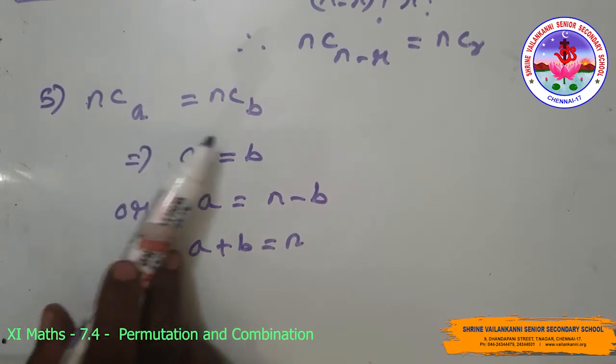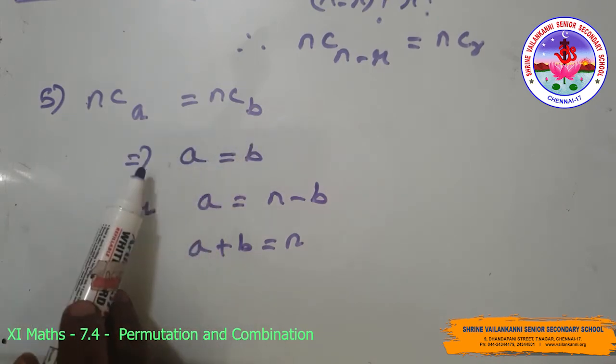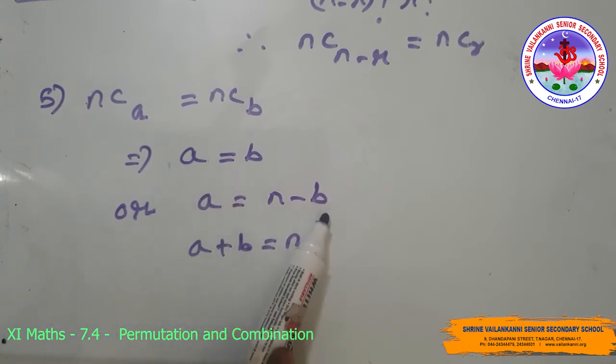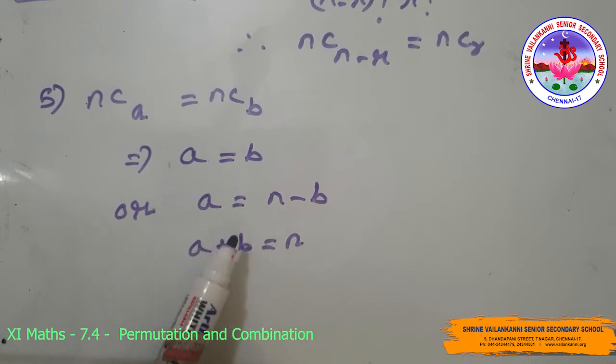Fifth one, NCA equal to NCB, which means A equal to B or A equal to n minus B, which is nothing but A plus B equal to n. Either one is satisfied. So we have seen 5 properties.